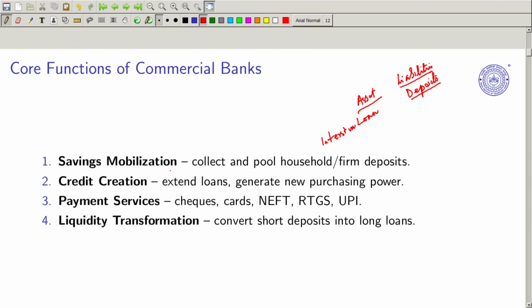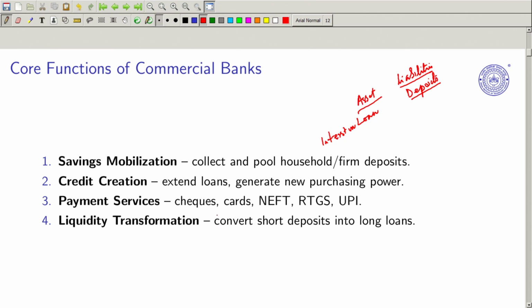Payment services: checks, cards, NEFT, National Electronic Funds Transfer, then RTGS, Real Time Gross Settlement, and other transaction guarantee services that we have here. A Unified Payments Interface, UPI, that we see, QR code based transactions.